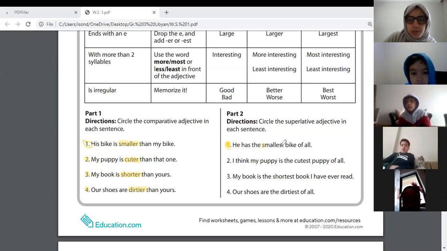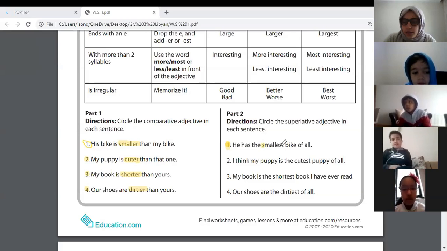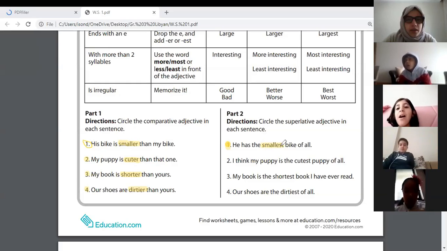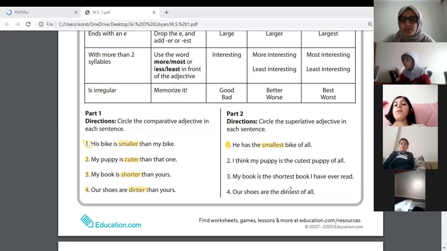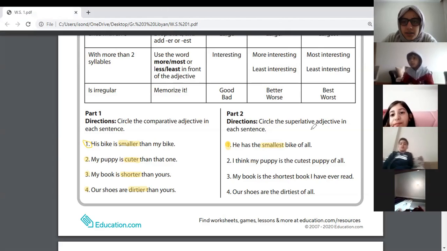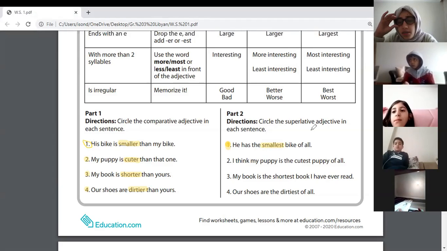Eileen, number 2, please. Read number 2. I think my puppy is the cutest puppy of all. Eileen, say it again when I help you with the pronunciation. Puppy. And cutest. Thank you. So I'm comparing here between one puppy and all the puppies.